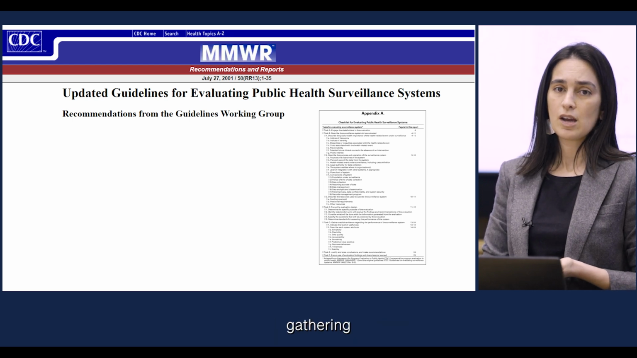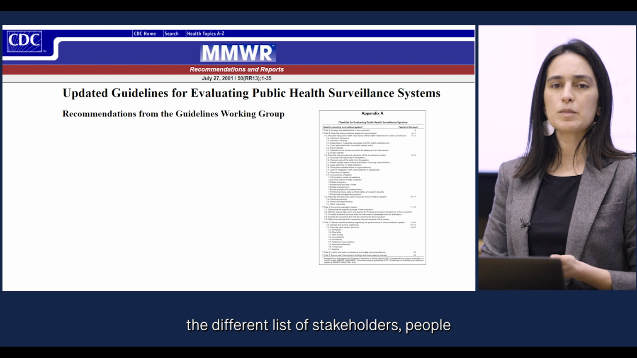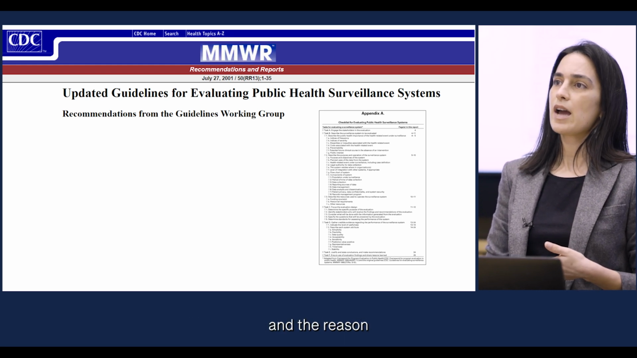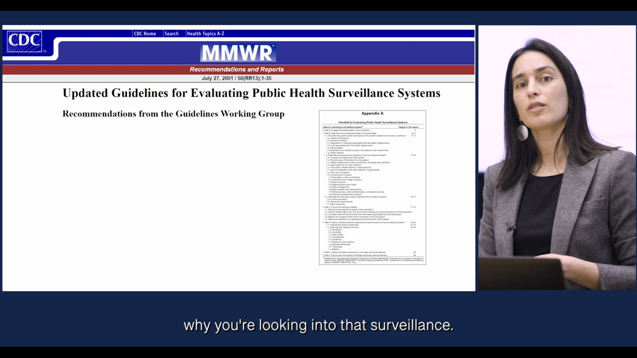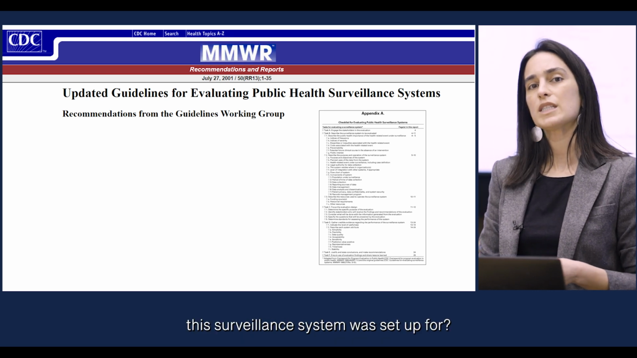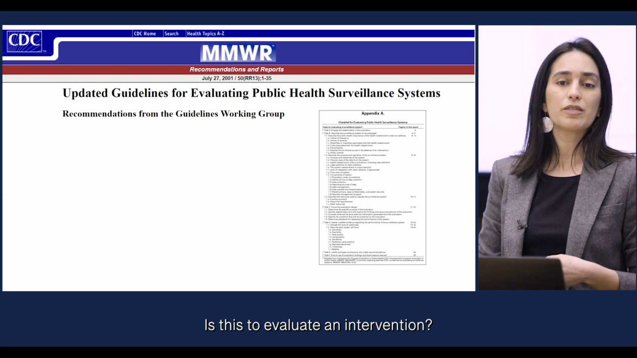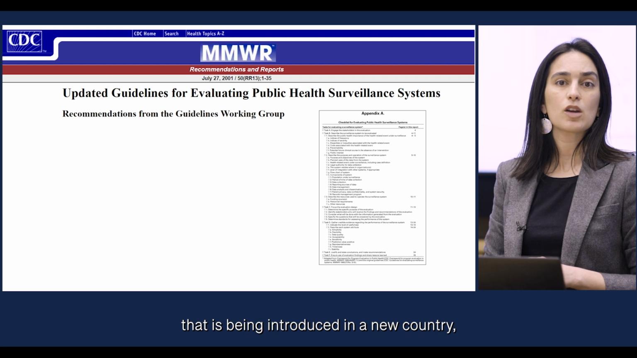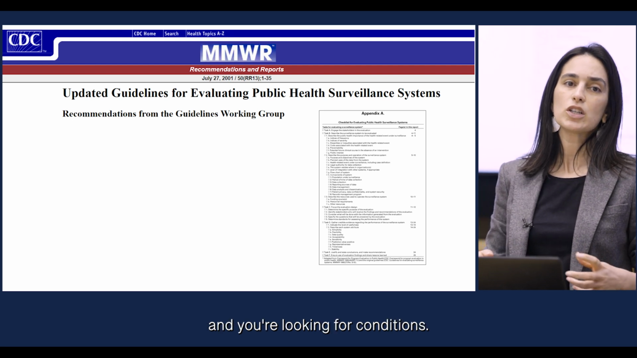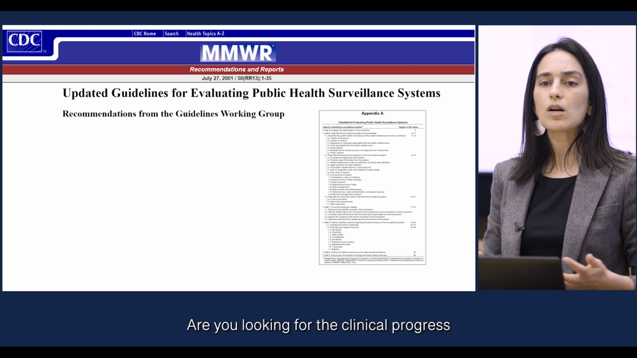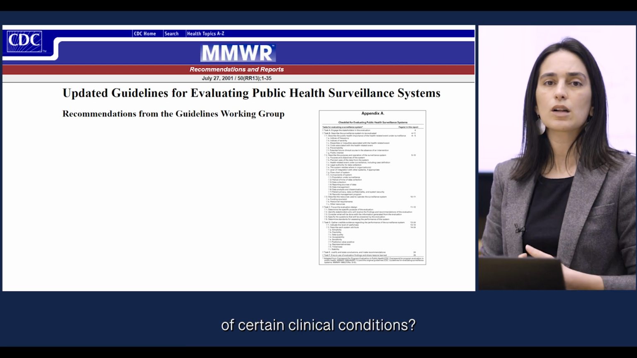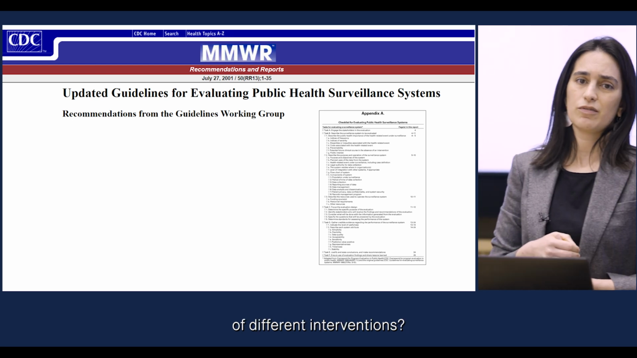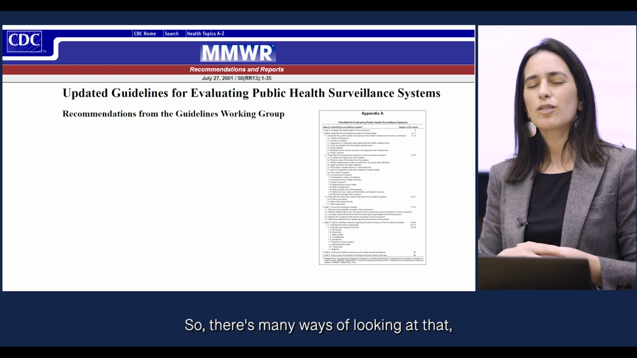So first, gathering the list of stakeholders, people you would like to engage with, thinking about your surveillance system and the reason why you're looking into that surveillance. What do you think this surveillance system was set up for? Is this to evaluate an intervention? For example, if you'd like to look at the impact of a vaccine that is being introduced in a new country. Are you looking for the clinical progress of certain clinical conditions? Are you looking to evaluate the cost effectiveness of different interventions? So there's many ways of looking at that.